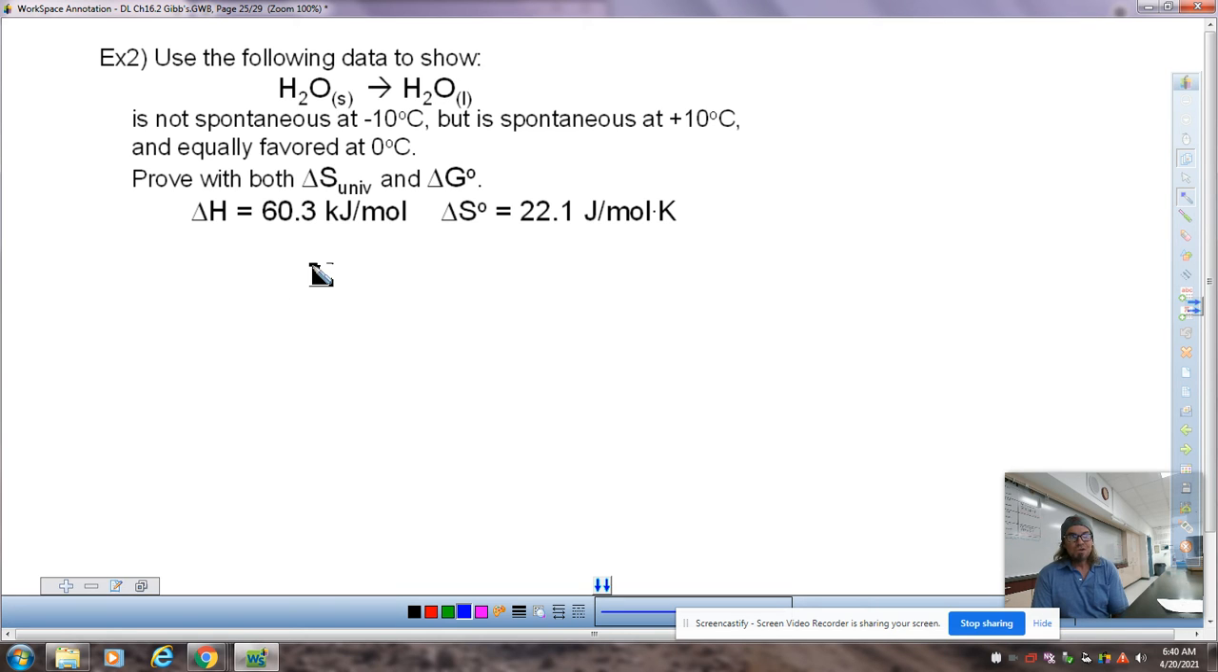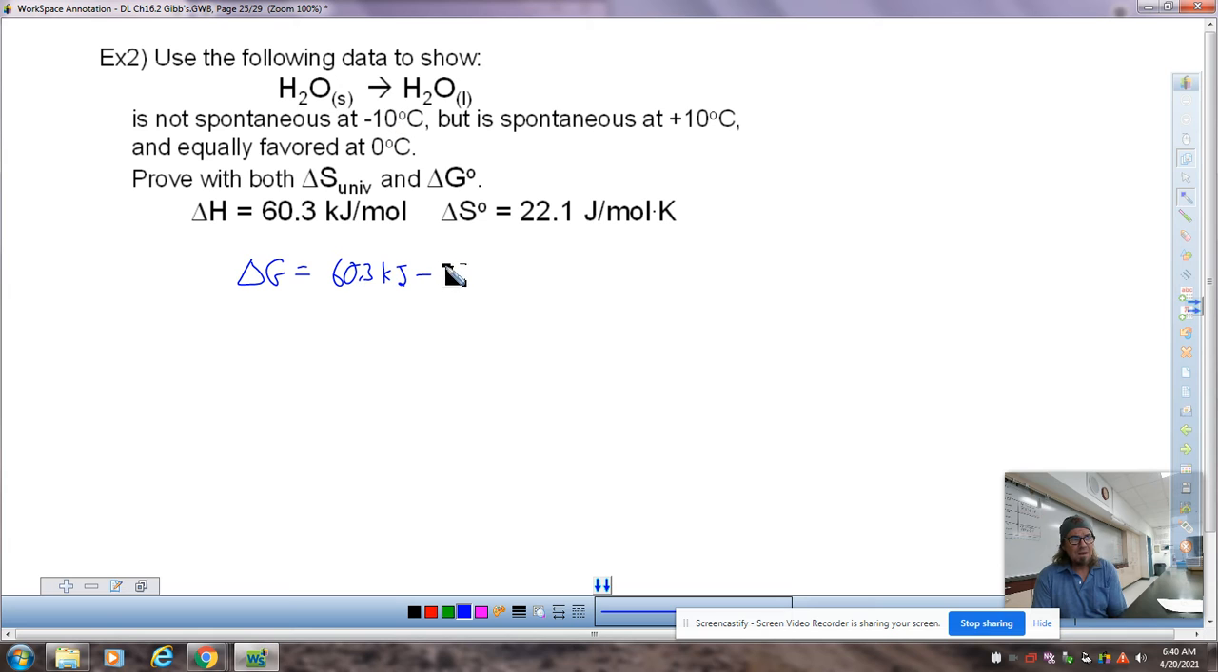So we're using our Gibbs free energy equation. Actually, they want us to use both the Gibbs free energy equation and also look at delta S for the universe. Okay, so in the Gibbs free energy equation, we're going to say delta G equals, now it's endothermic, right? Absorbing energy in order to melt. So 60.3 kilojoules per mole. Let's just assume that there's 1 mole.